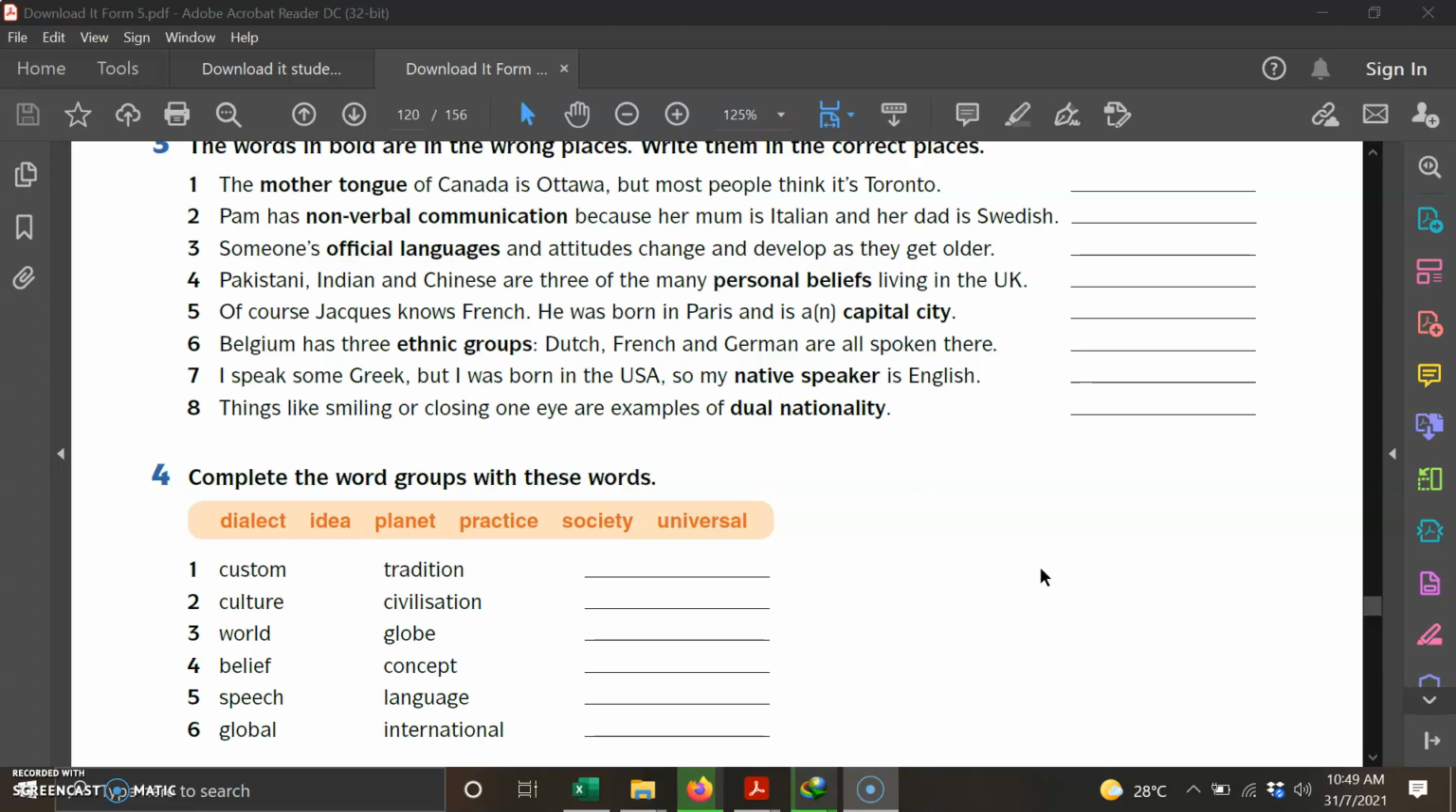Number 1, custom, adat istiadat, custom, tradition, tradisi. So the missing word in this group is, what do you think? The answer is practice, amalan. So the three words, custom, tradition and practice, they belong to the same group. Mereka ni berada dalam kumpulan yang sama. Custom, tradition and practice, amalan. So you answer questions 2 to 6.